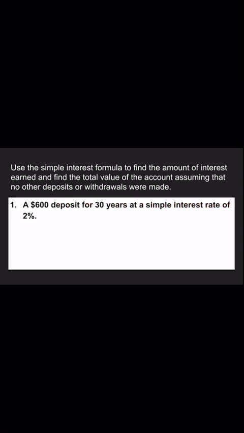A $600 deposit for 30 years at a simple interest rate of 2%. I party: I equals principal times rate times time. Once again, the I is interest. How do we find it? Principal. What is our principal? What is the amount of money we deposited at the beginning? If you said $600, give yourself a pat on the back. Good job. Yes, that is how much we deposited, $600.